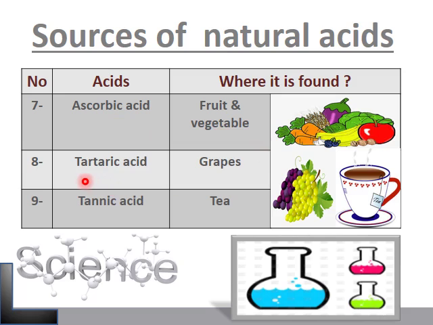Next natural acid is tartaric acid. It is found in grapes. Then is tannic acid. Tannic acid is found in the tea.